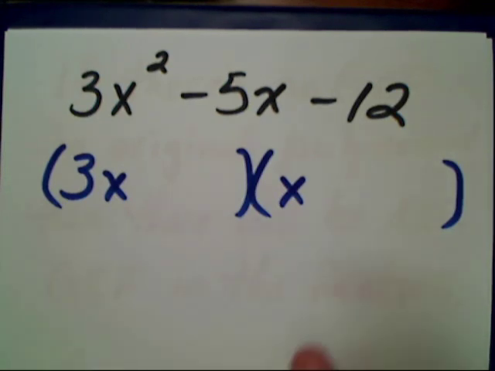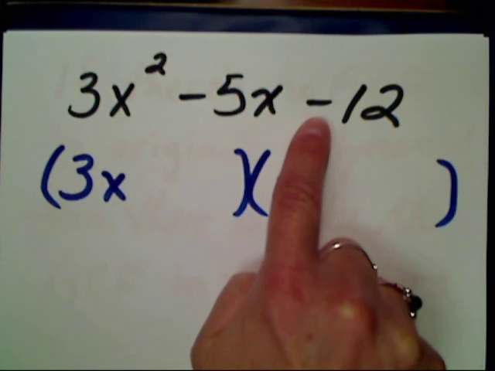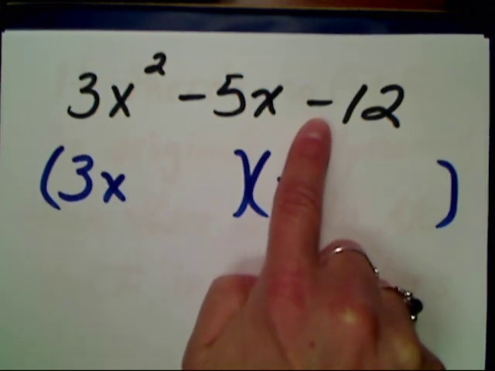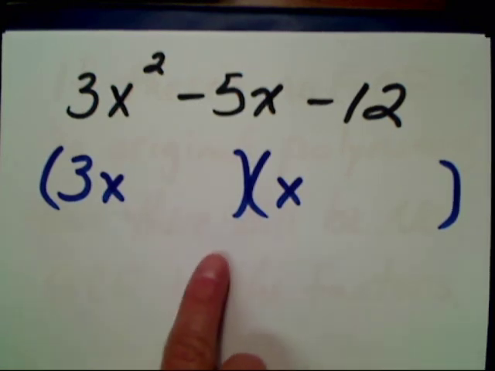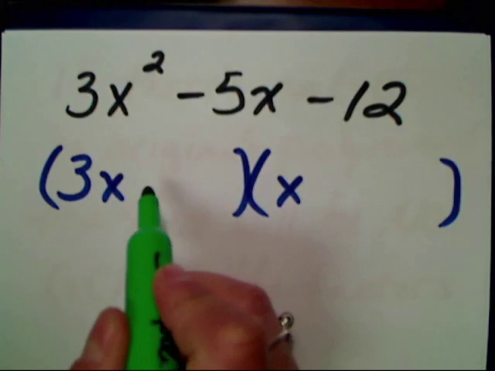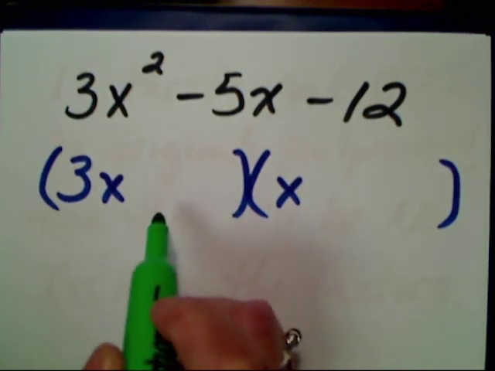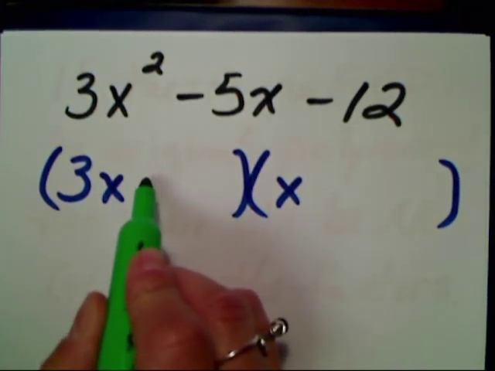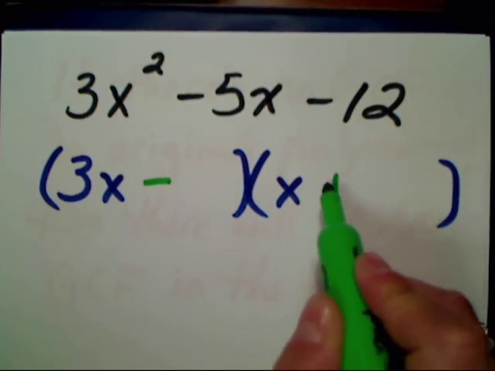Now in this case, I have a minus 12. That means that one of my signs will be positive and one of them will be negative. I don't know which one's going to go where. I'm just going to throw in a positive and a negative and hope for the best. I guess we'll do negative and then a positive.